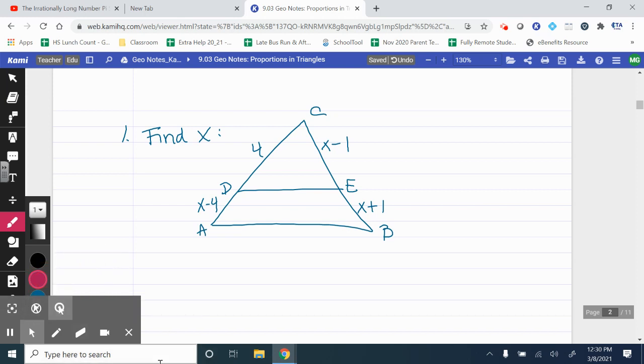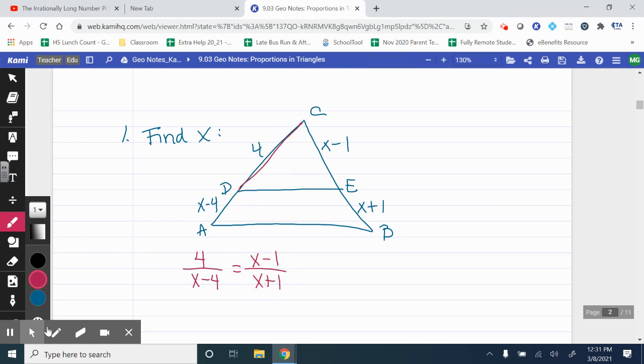Okay, so again, there's multiple ways of doing it. Here, I'm going to do 4 over x minus 4 equals x minus 1 over x plus 1. So I did the top over the bottom equals the top over the bottom. Or you could have done 4 over x minus 1 equals x minus 4 over x plus 1. Now go ahead and solve for x.